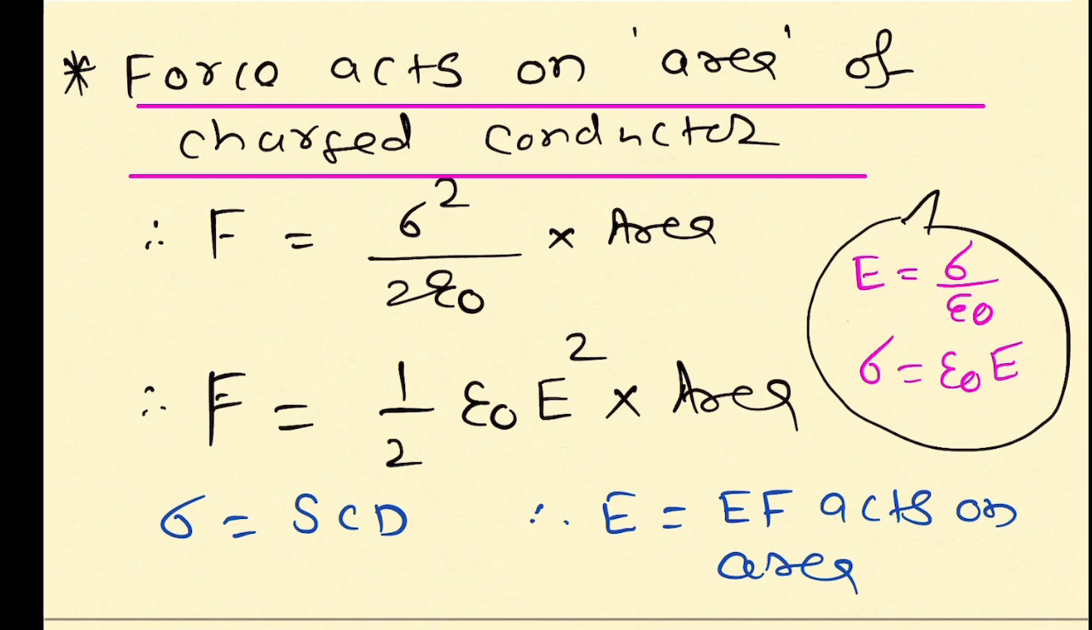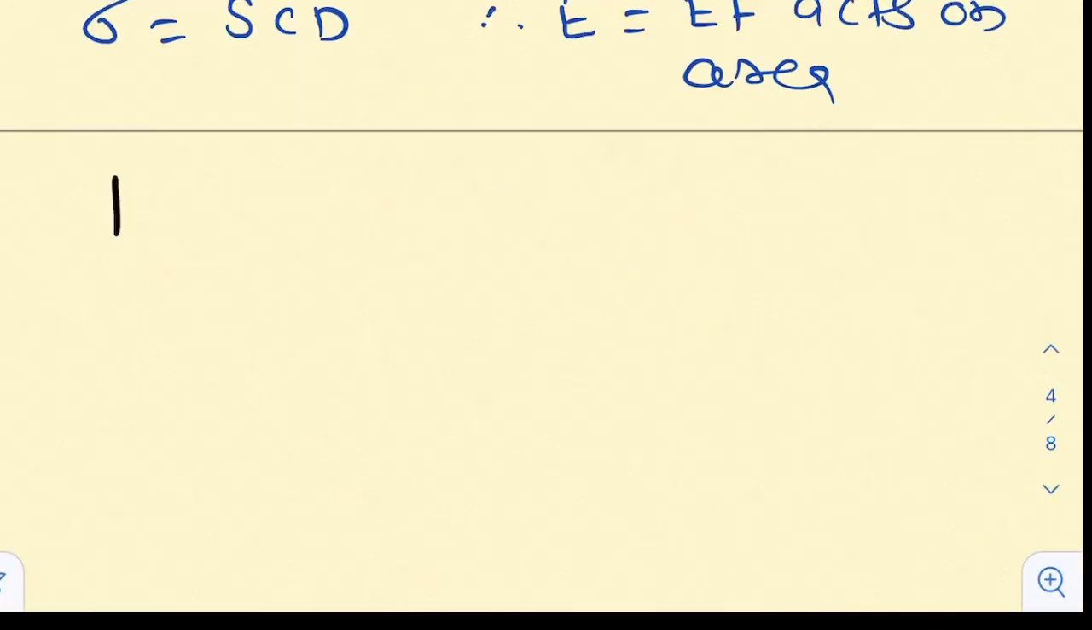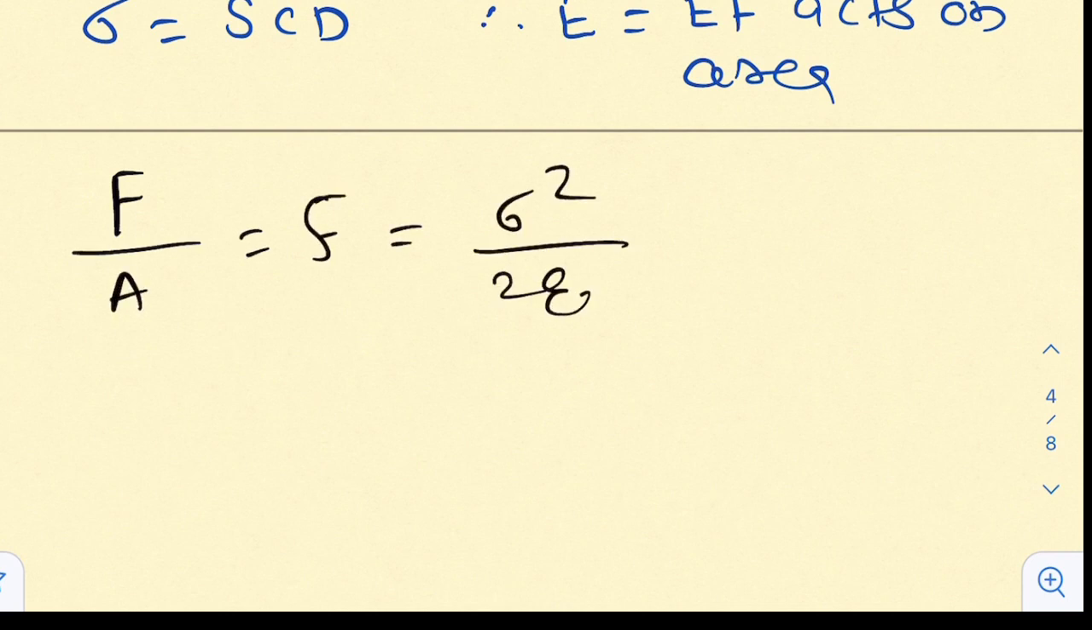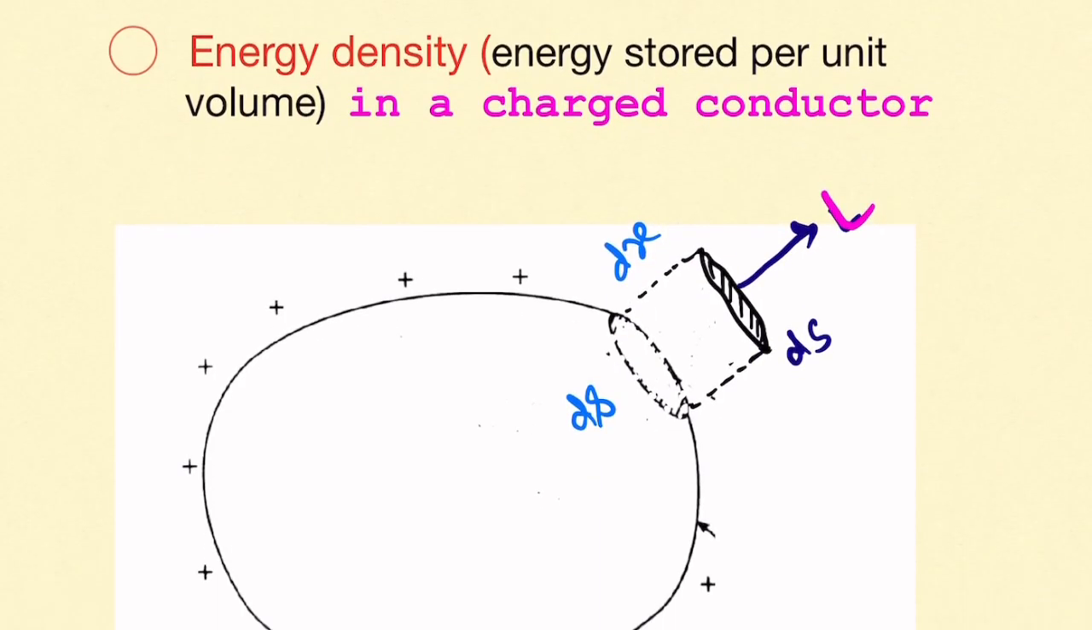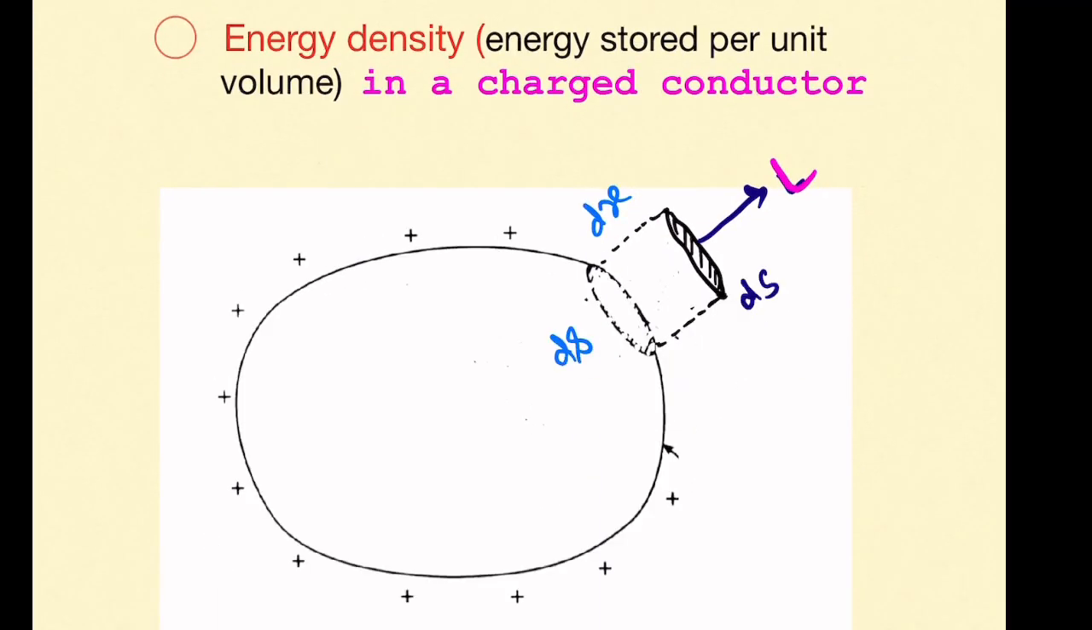But what is the force per unit area? Force per unit area is nothing but sigma square by 2 epsilon 0, or the famous 1 by 2 epsilon 0 E square. Now, the next article is energy density. What is meant by energy density? Energy stored per unit volume in a charged conductor.